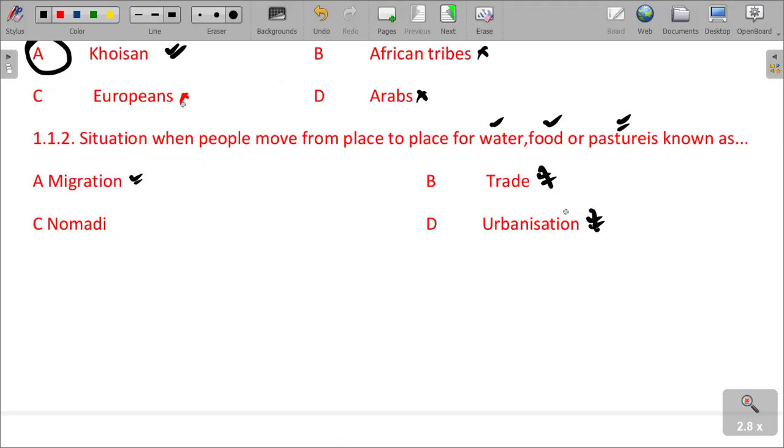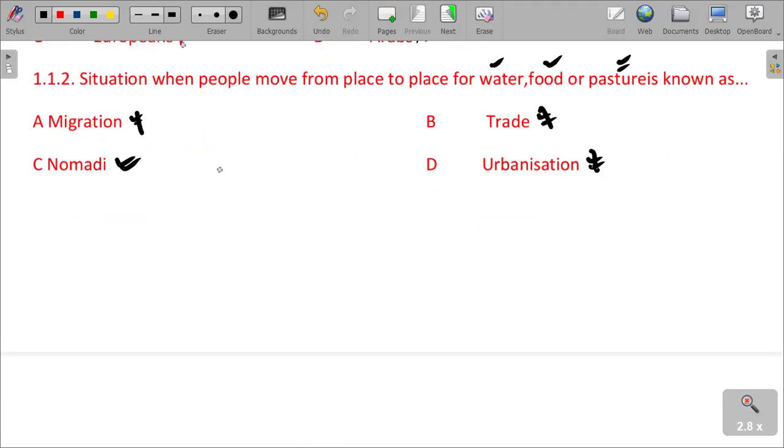So these are not it. We talk about nomadic. Nomads are a lifestyle where people move from one place to another in search of the right resources, both water, food, and pastures. The early groups of people who lived in Southern Africa were nomadic, meaning moving from place to place in search of every resource and supporting function for their lives. So we talk about that movement of people known as what? As nomad, which is C.